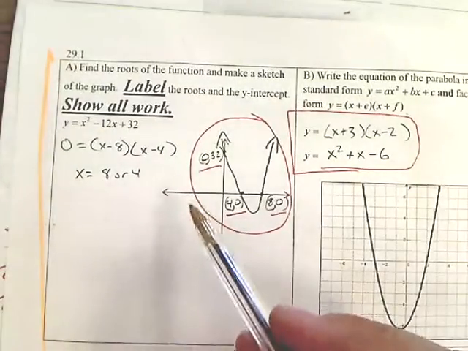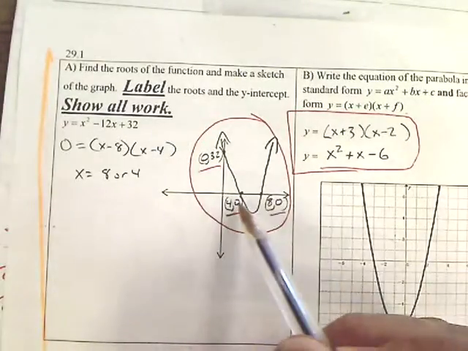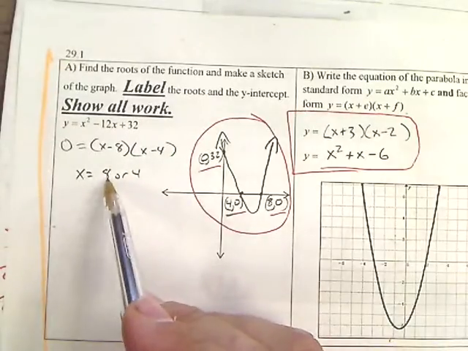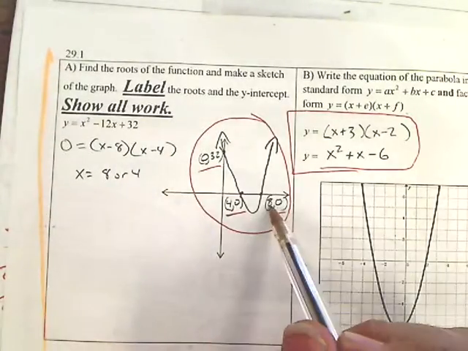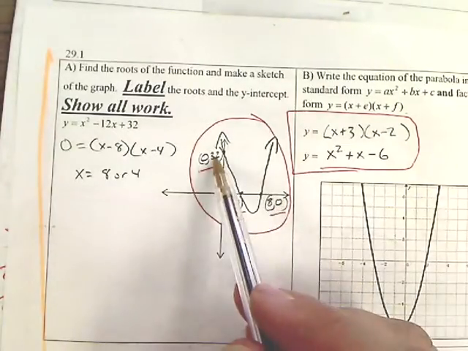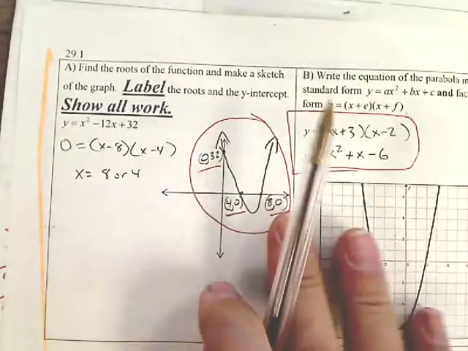Find the roots. That's the x-intercepts. So that x-intercept means I have y is 0. Plug in 0. Factor. And I get my 8 and my 4. 8 and 4. (4, 0), (8, 0). And my y-intercept is when x is 0. Plug in 0, 0. Get 32, (0, 32).